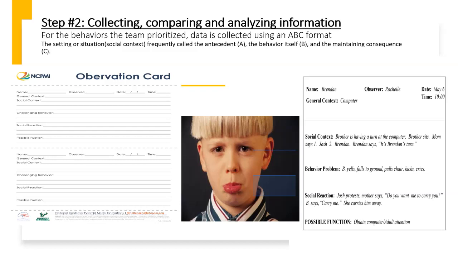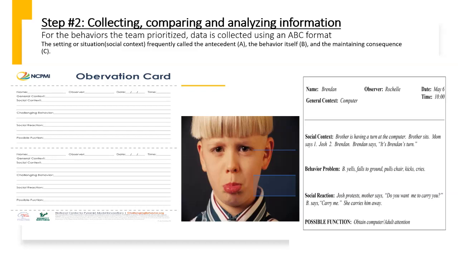There is this second foundational piece that's important to understand when addressing challenging behavior. So there are 3 segments to the behavioral sequence. There's the setting or the situation, which is frequently called the antecedent. That's the A. And then there's the behavior itself, that's the B. And then the maintaining consequence, that's the C.